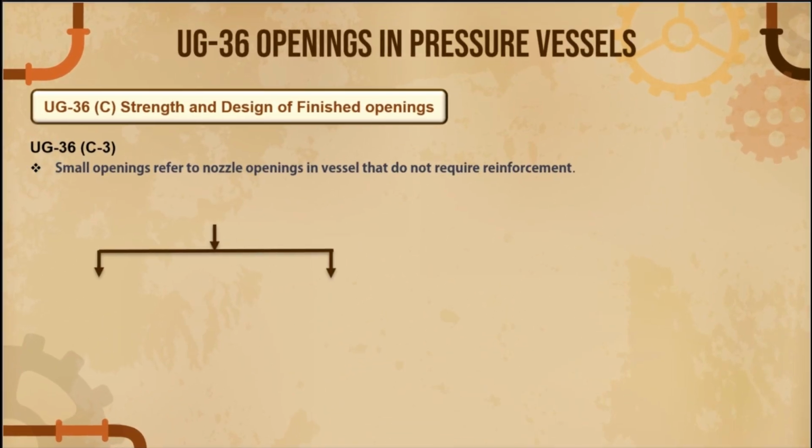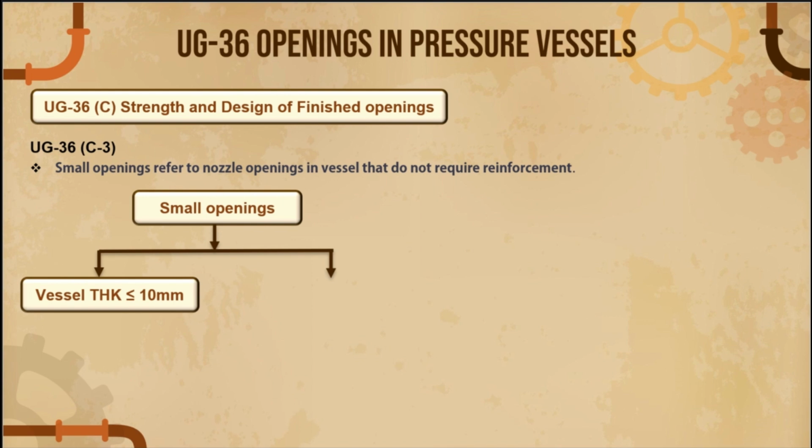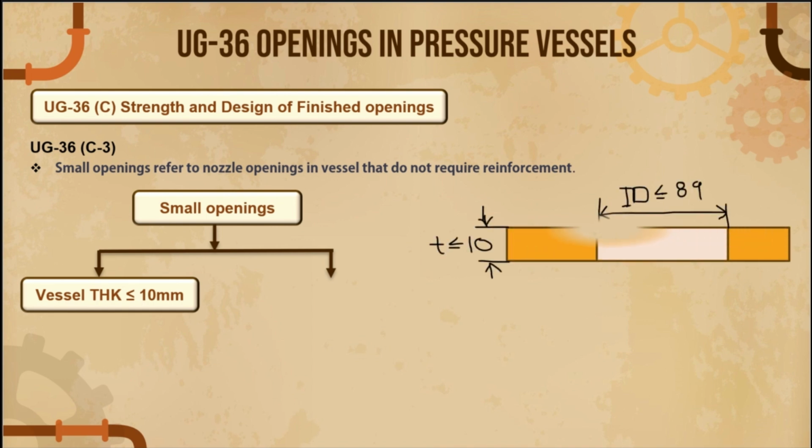UG-36C3. The code says that small openings refer to the nozzle openings in a vessel that do not require reinforcement. If you follow some conditions, you will not require reinforcement pads at those opening areas, guys. So let's see what those conditions are. The very first one is vessel thickness. If your vessel thickness is less than 10 mm and your opening ID is less than 89 mm, there is no need of reinforcement. So we will not require a reinforcement pad here if you follow this condition.